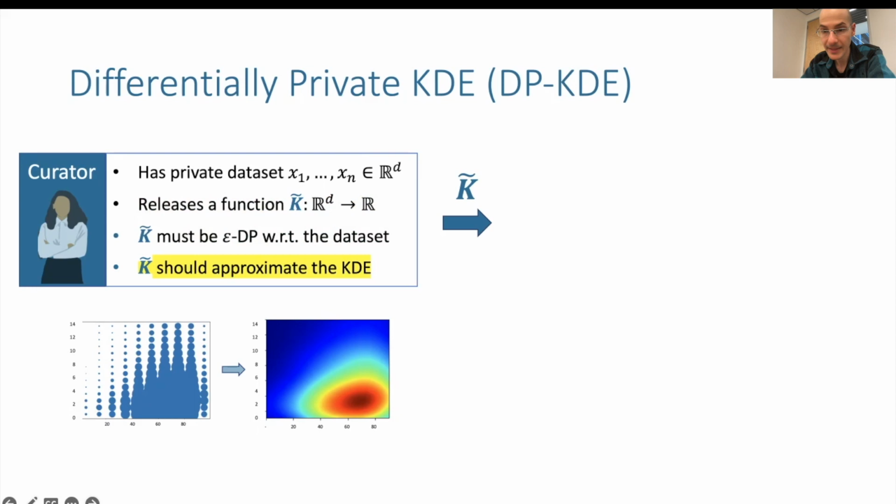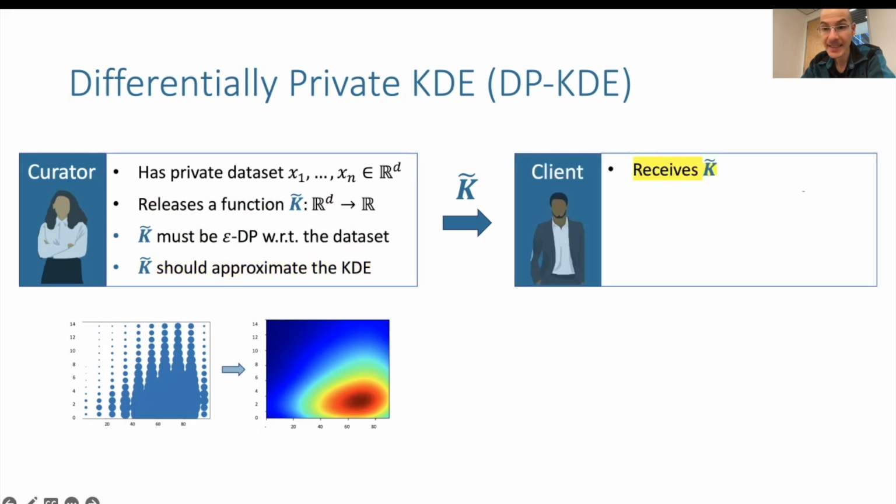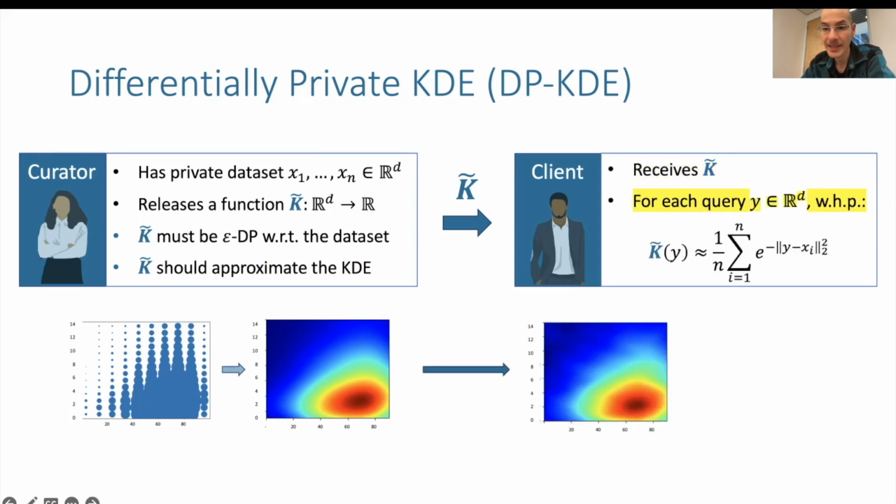And on the other hand, it approximates the true KDE function of this dataset in the following sense: a client that has access only to this k tilde and not to the original dataset can still use it to accurately estimate the KDE at each point in R^d.